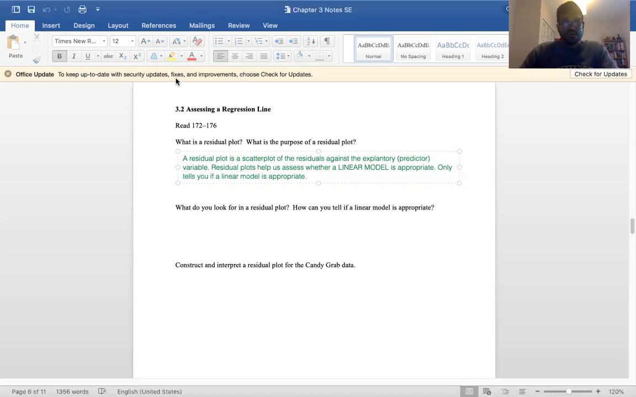So what are we going to look for? Any type of pattern is what we're going to look for. If you see any pattern in your residual plot, it is a red flag. I'm going to do a couple of examples down below, and you'll see what I'm talking about.